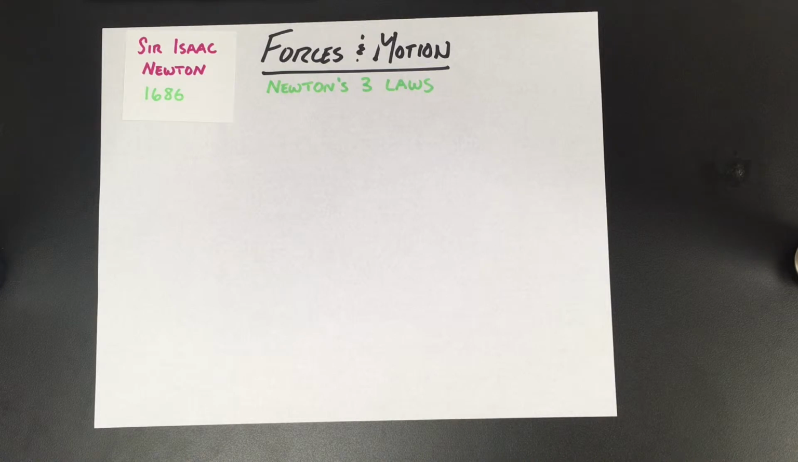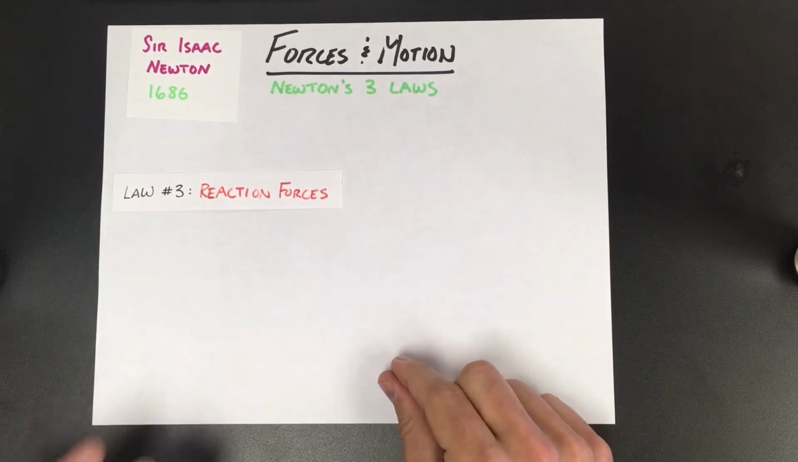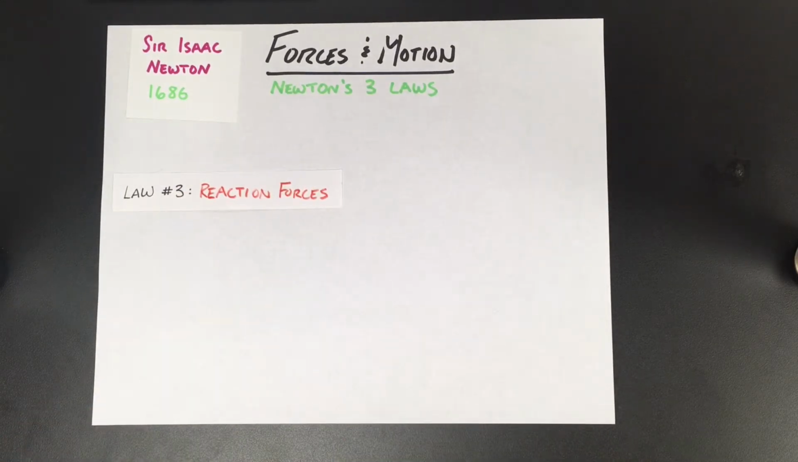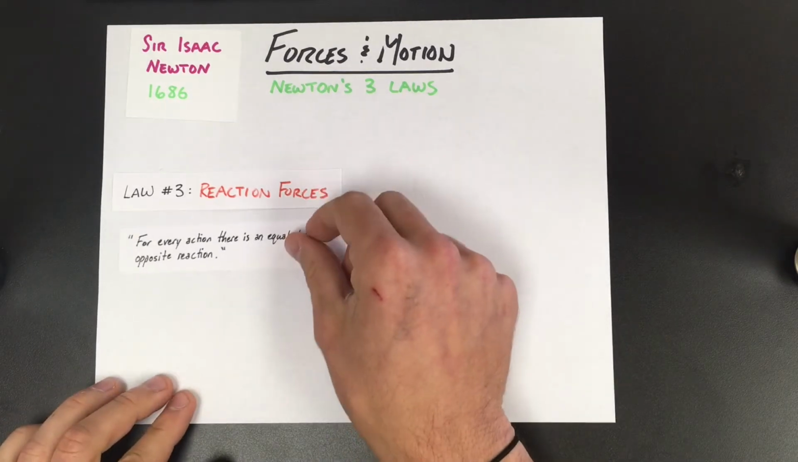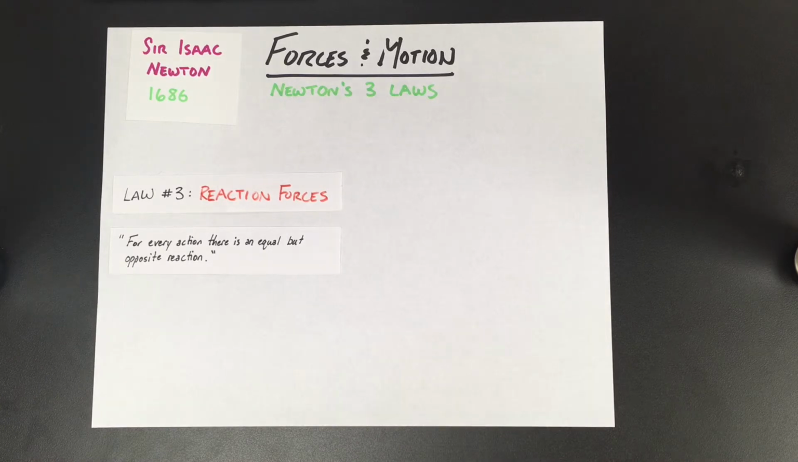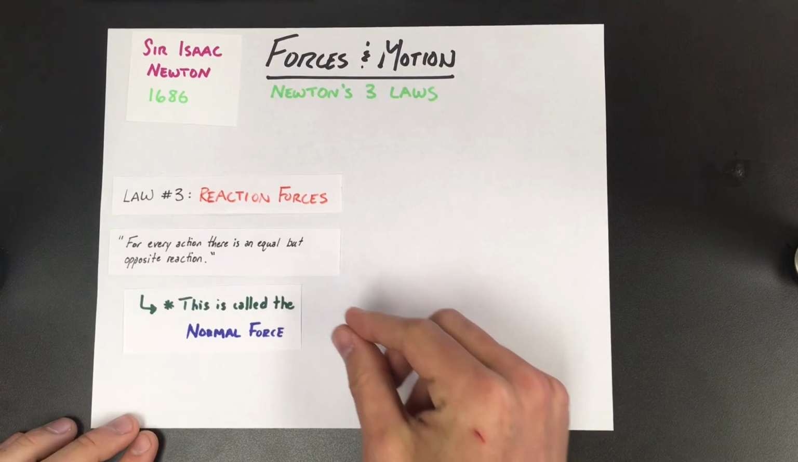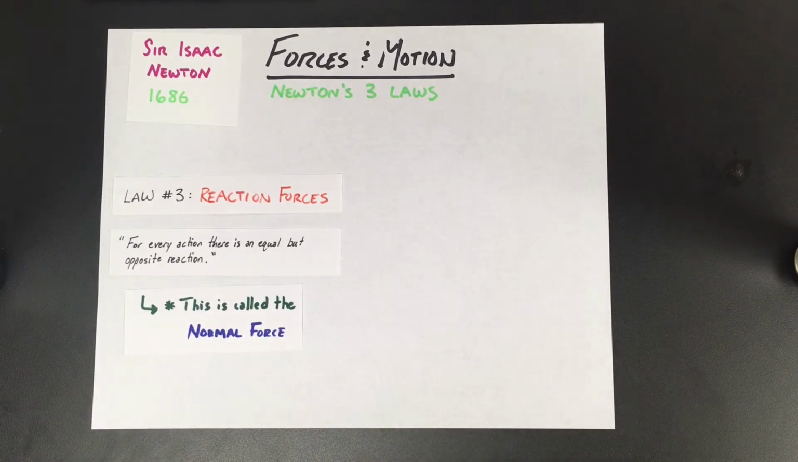The interaction of the puck and the hockey stick brings up the last of the three laws, which is the law of reaction forces. And this is the one that you've probably heard of the most. It states that for every action, there is an equal but opposite reaction. And that opposite reaction is actually something that we call the normal force. It's the force that is acting opposite of one that is being applied. And so what does that look like?